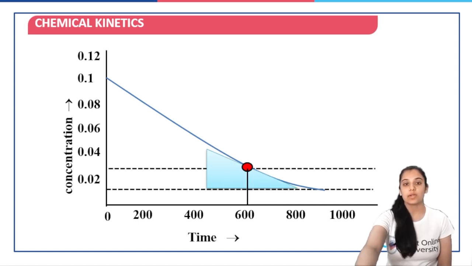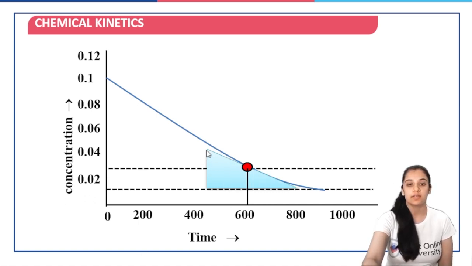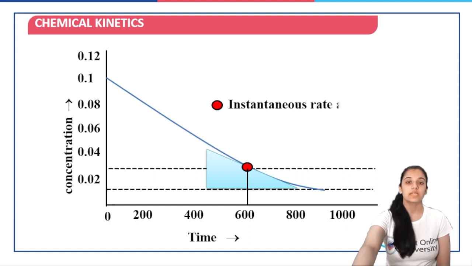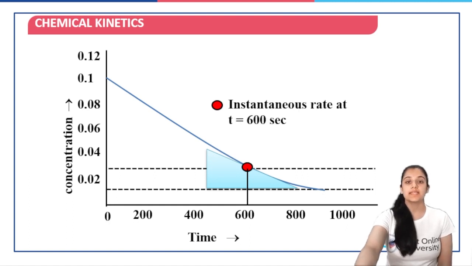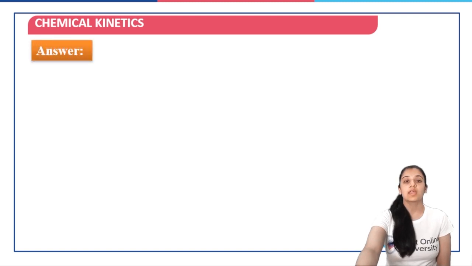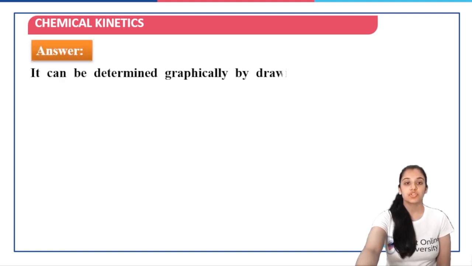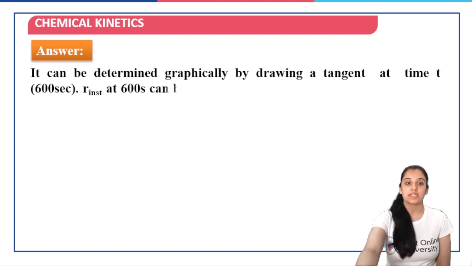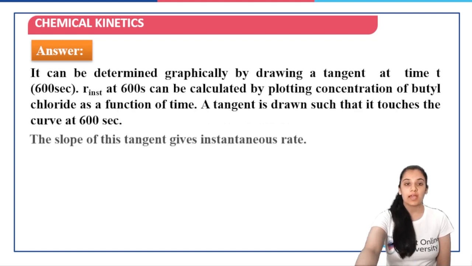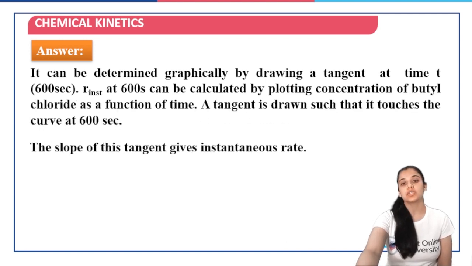Okay, this is how a tangent has been drawn. This line is the tangent to this point. So this would be the instantaneous rate at 600 seconds. It can be determined graphically by drawing a tangent at time t, and we get the slope of the tangent to give the instantaneous rate.